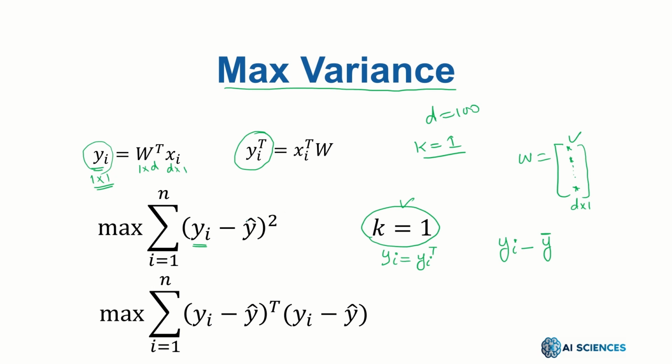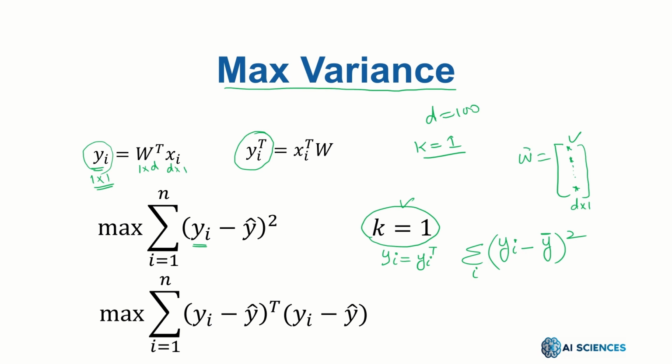I should not have used this hat symbol, by the way, because this hat in statistics shows the estimator. That's a popular notation for an estimator, but here I'm using it to represent the mean, the sample mean, simply. So yi is the ith data point projected, y hat is the average or the mean value of all the projected data points, and the square of that over all i basically represents the variance of the projected data.